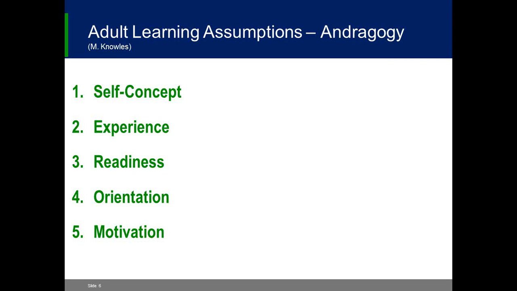We just feed people through a fire hose and we expect retention, and then we expect them to apply it. So really this andragogy has 5 basic adult learning assumptions. If we look at, for example, self-concept.